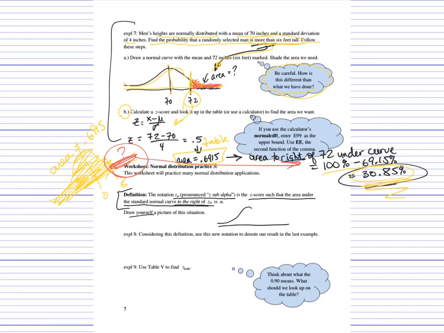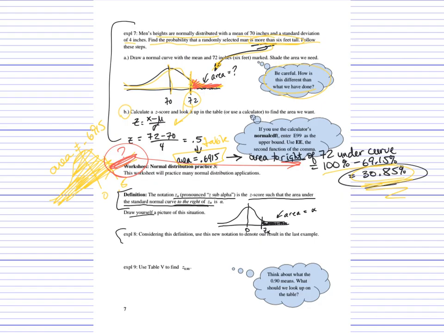I'm just going to draw a little guy here. Here's a z-score. Z-scores have a mean of 0. And here is z sub alpha, some z-score out there, right? And it tells me the area underneath the curve to the right is alpha. All right? So that is just a little bit of new notation. You're going to just practice the notation a teeny bit here in this section.